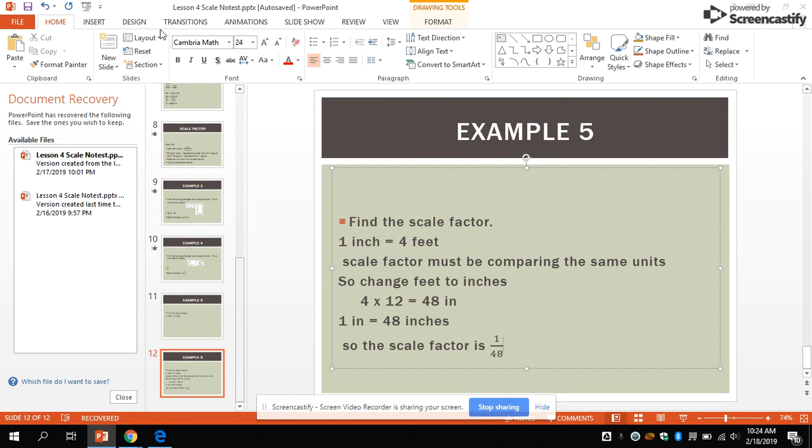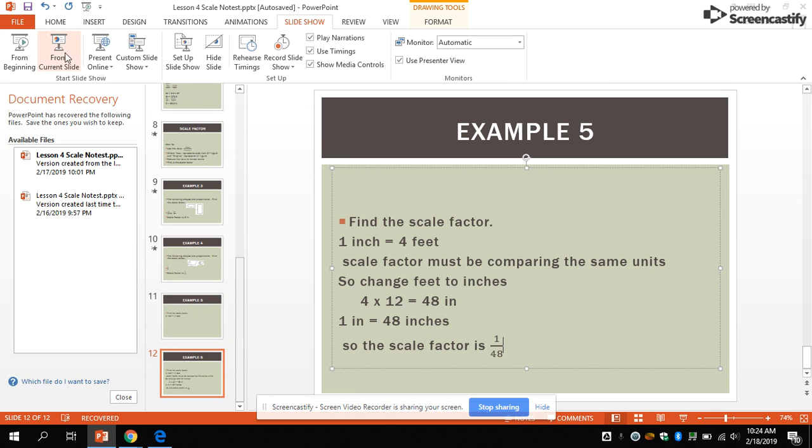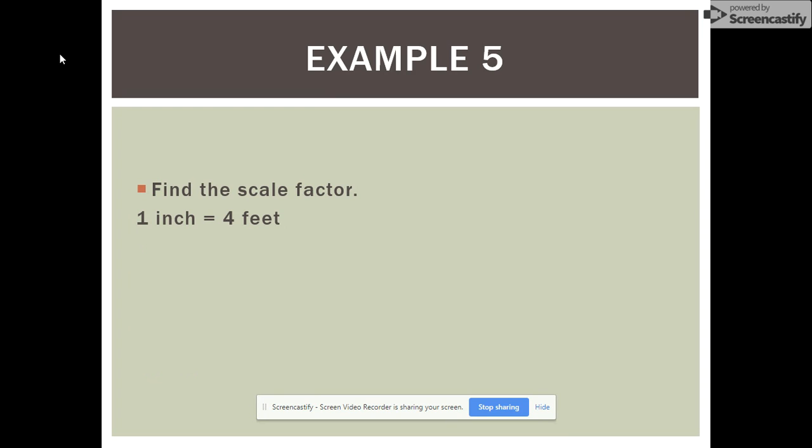So I wanted to talk about something that I didn't mention very clearly in today's lesson involving scale factors. If you look at the assignment for today, number 3 says find the scale factor for this blueprint, and we are given that key of 1 inch equals 20 feet.